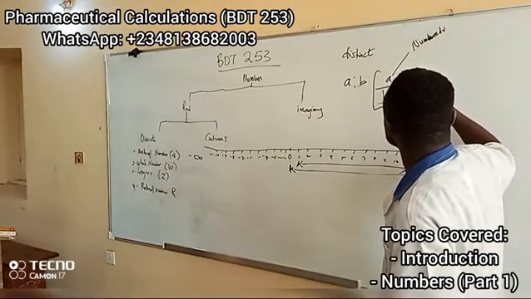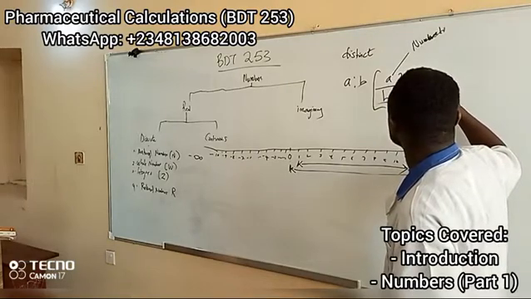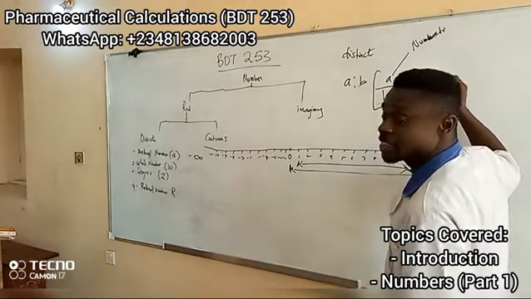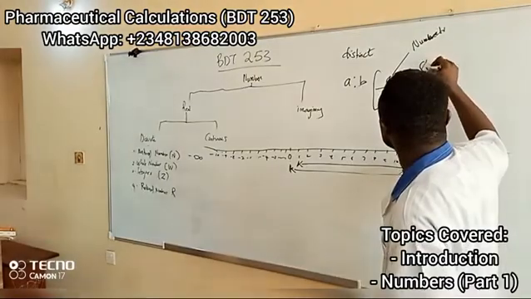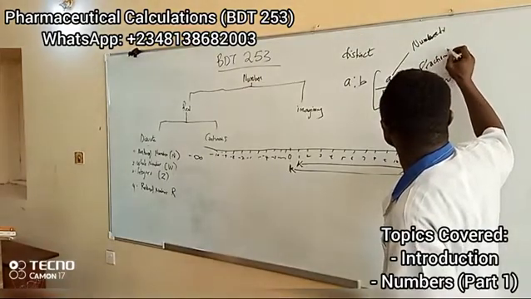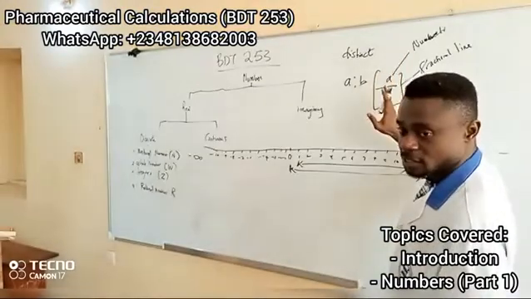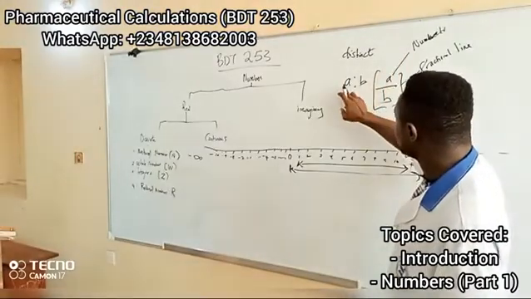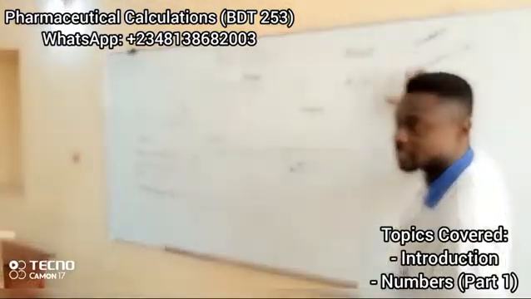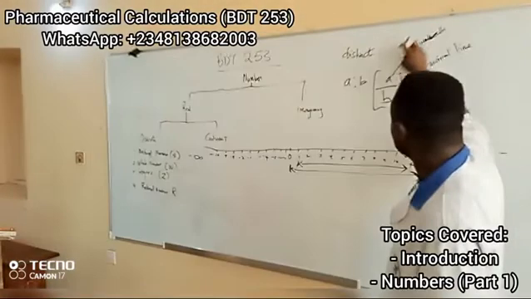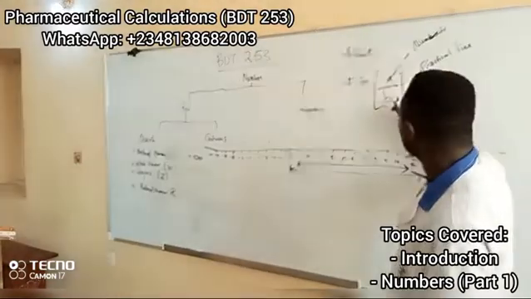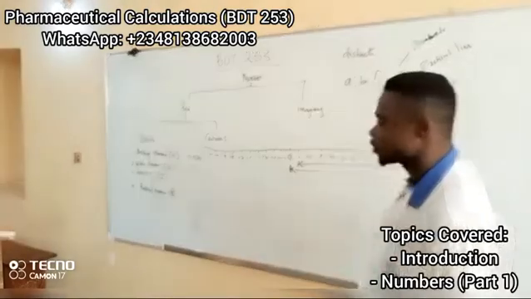And this is the denominator. And this is the fractional line. Apart from this ratio form, you can express it as a fraction like this. The numerator is there, this is the fractional line, and this is the denominator.